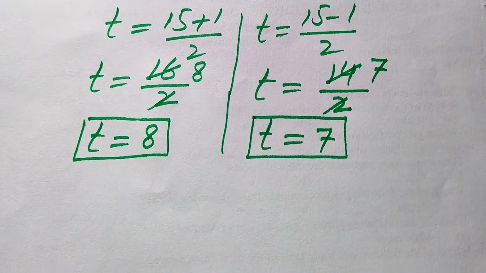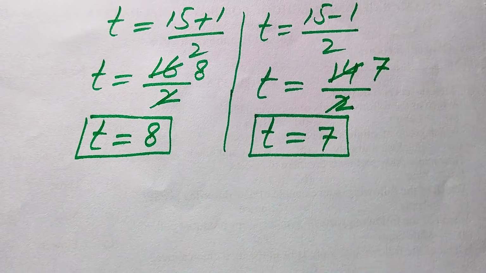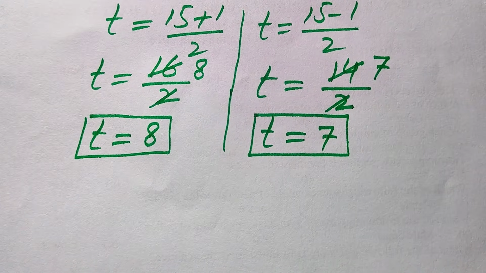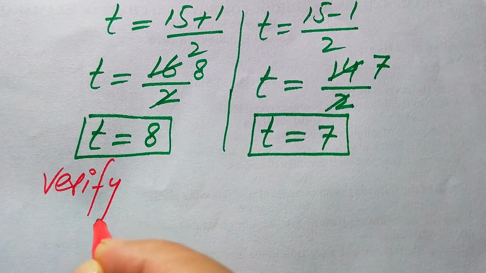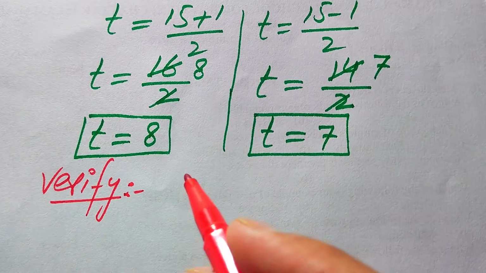So from the first method we get two roots of the given equation, and these are 7 and 8. Now in the next step we need to verify whether these values of t are solutions or extraneous roots. So for verification of these roots, we need to copy down the given question statement.